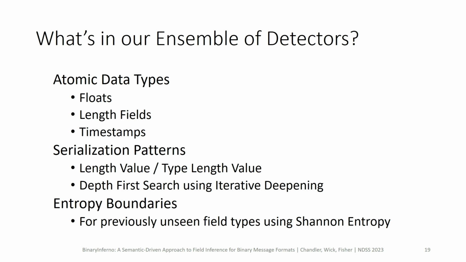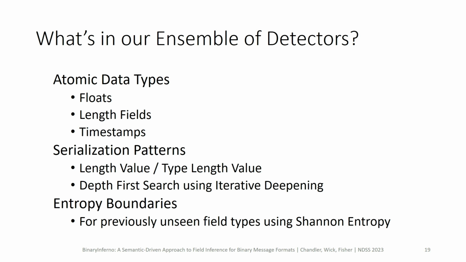We've developed detectors for some common atomic data types, things like floats, length fields, timestamps. We've developed a specialized serialization pattern detector that searches for common serialization patterns over regions of binary data. And in both cases, we know what an atomic data type is, and we know what a common serialization format is. But what if we don't know that? What if it's data we've never seen before?